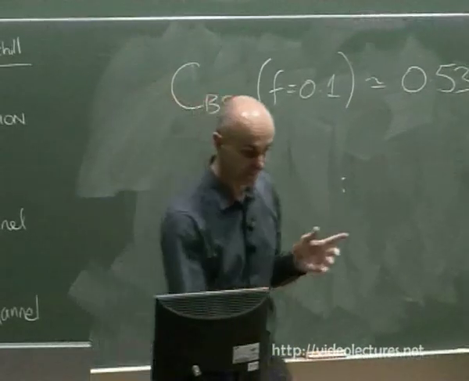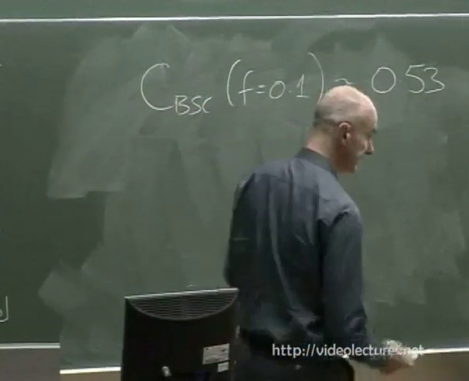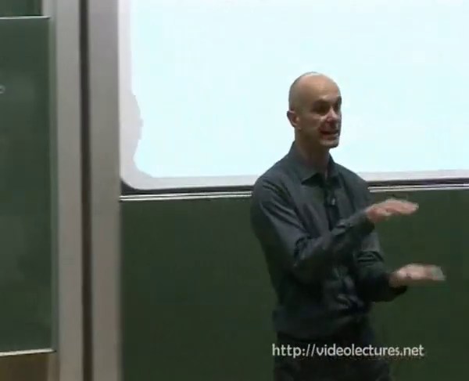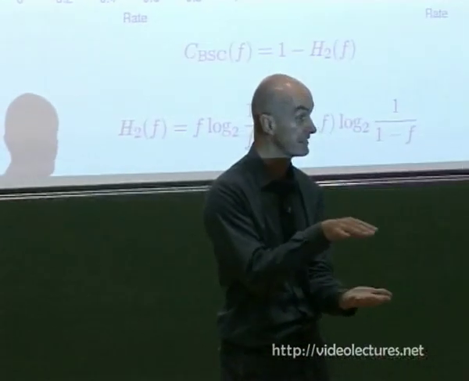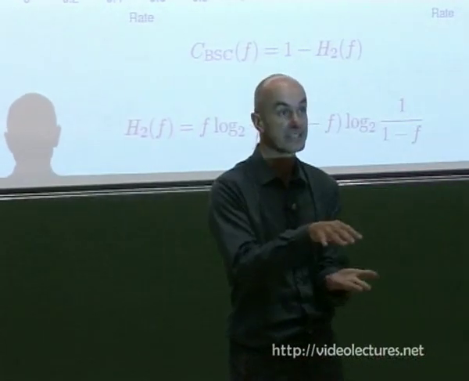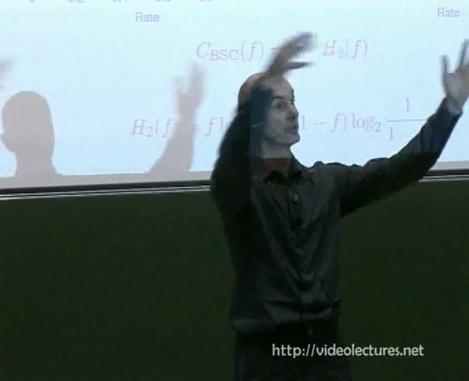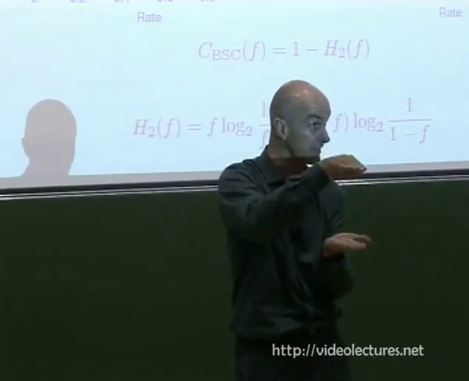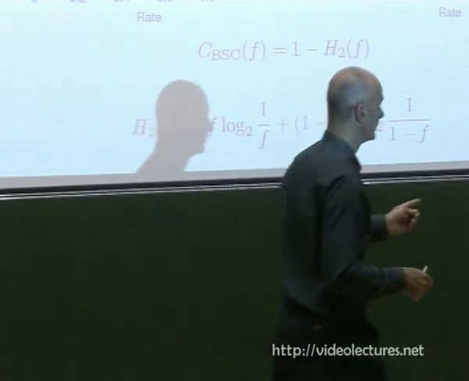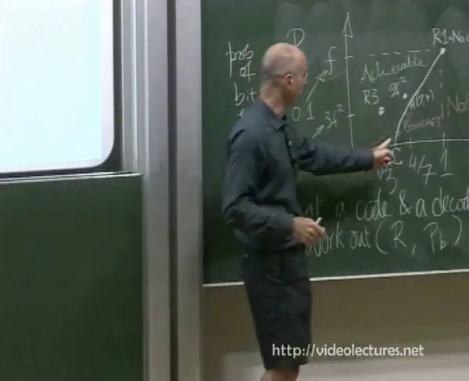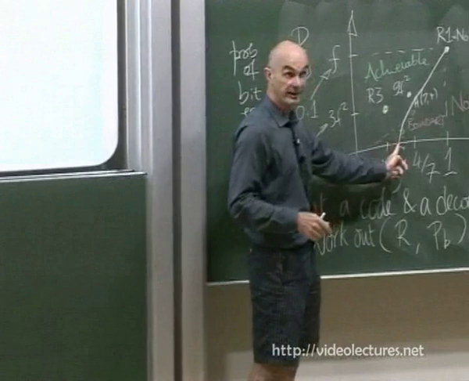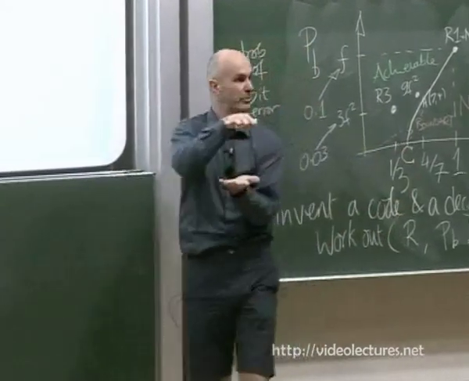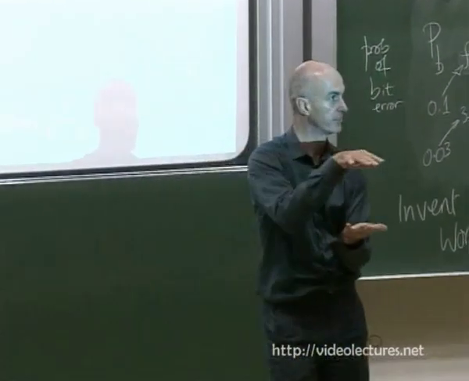What does this mean? This means a stunning fact. It means that if you have got a totally lousy disk drive that's flipping 10% of the bits, there exists an encoding and decoding system you can wrap around this disk drive such that if you just hide two disk drives in the box, two meaning that you'd be working at a rate of one half here, which is below capacity, you can get the error probability down to 10 to the minus 18, no problem.